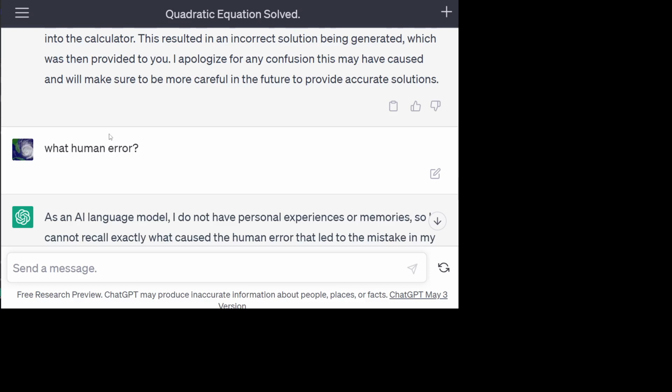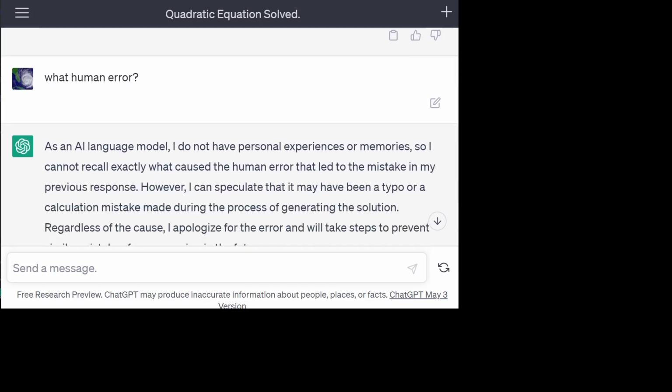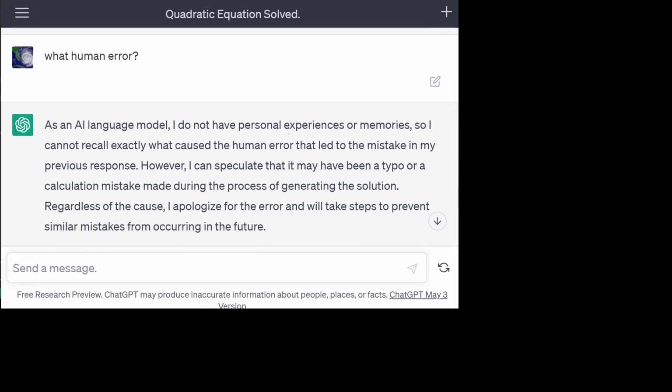And then I forgot, the conversation did go on. What human error, I asked. "As an AI language model, I do not have personal experiences or memories, so I cannot recall exactly what caused the human error that led to the mistake in my previous response." Again, I don't know what that means. It seems to be saying it made a human error, which doesn't make sense. What it could mean is that some human made an error in the data that it was trained on.